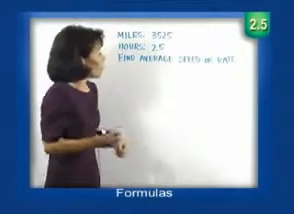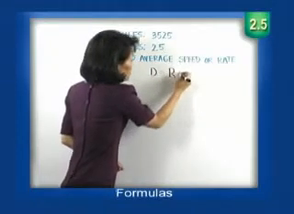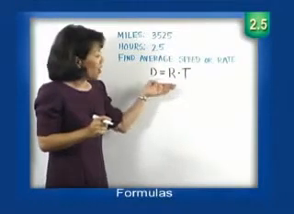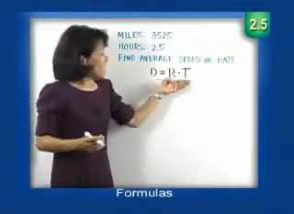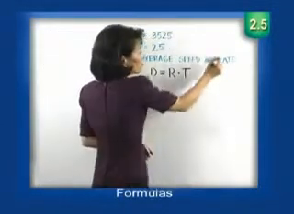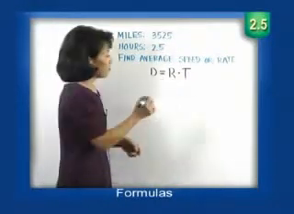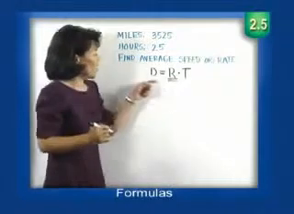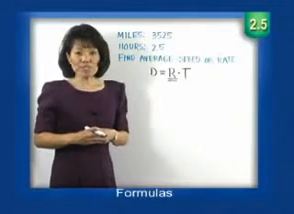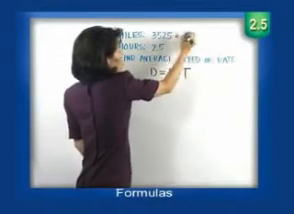Now, we all know that the formula distance is equal to rate times time will help us calculate this. Again, D standing for distance, R stands for rate of travel, and T standing for time. In this particular problem, we're looking for the rate. So in other words, this R is unknown. We happen to know the distance in this particular problem. The distance, miles, 3,525.